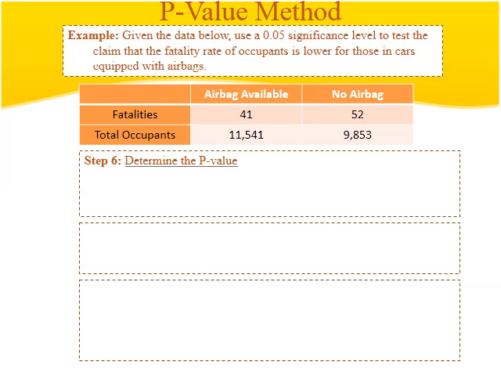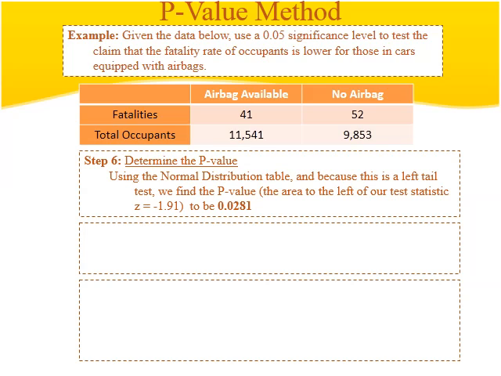So step 6 is to determine the p-value. Now keep in mind, since we're talking about proportions in this section, we're going to be using the normal distribution table. So because this is a left-tailed test, we just need to find the area to the left of our test statistic, negative 1.91. So double check, look at your normal distribution table and make sure you agree the area to the left of negative 1.91 is 0.0281.